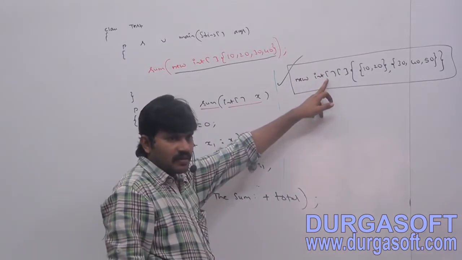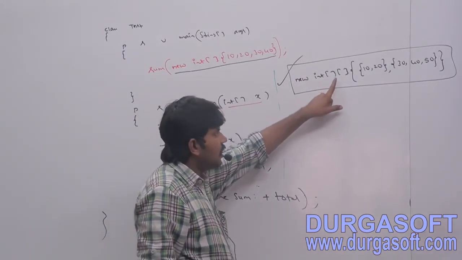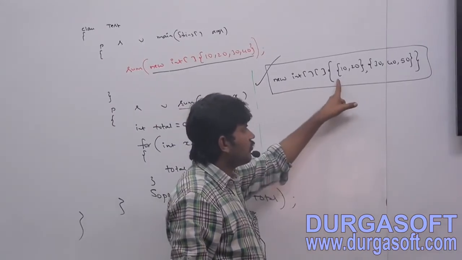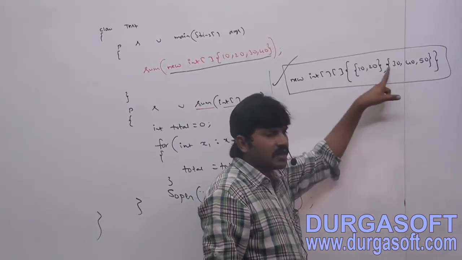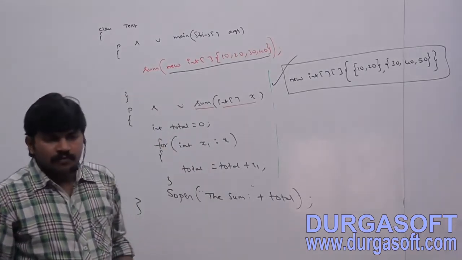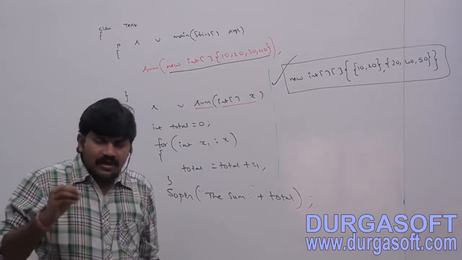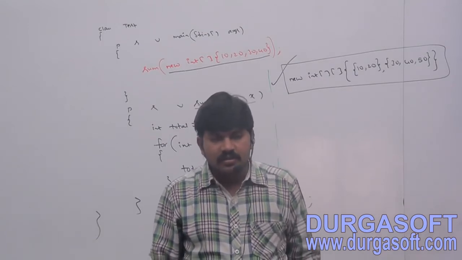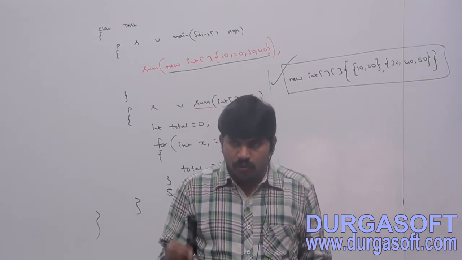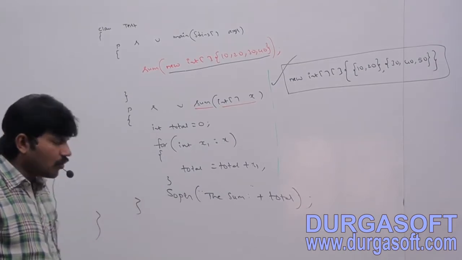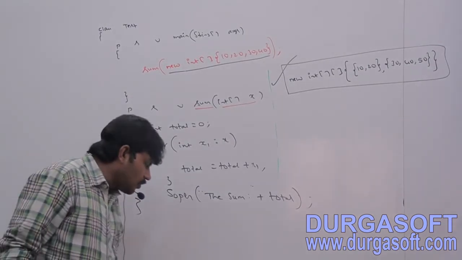Is it valid or not? Yes. What is the dimension of this array? 2 dimensions. Here it is a 1-dimensional array where each element is another 1-dimensional array. Same way, we can create multi-dimensional anonymous arrays also.